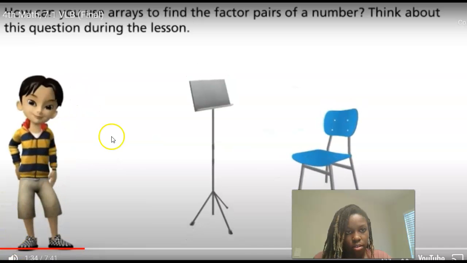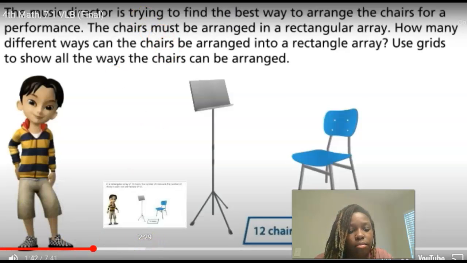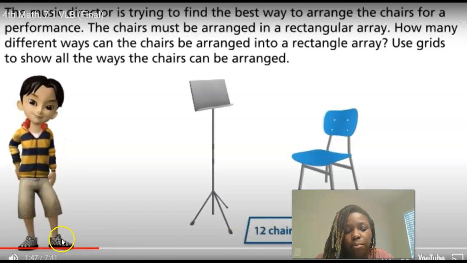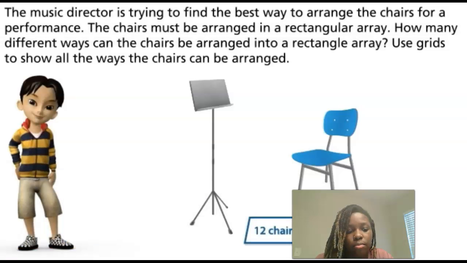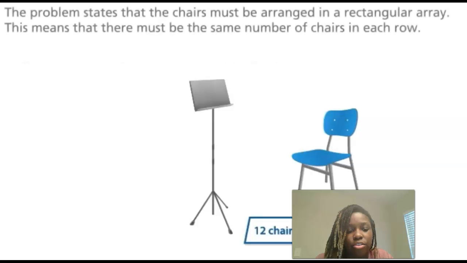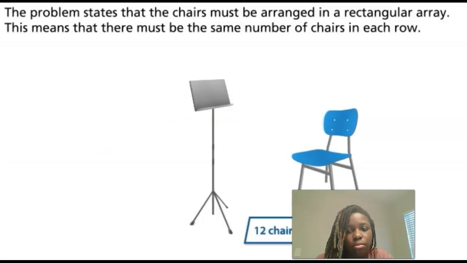Pairs of a number. Think about this question during the lesson. The music director is trying to find the best way to arrange the chairs for a performance. The chairs must be arranged in a rectangular array. How many different ways can the chairs be arranged into a rectangular array? Use grids to show all the ways the chairs can be arranged. So we're using the number 12 to find the factors. The problem states that the chairs must be arranged in a rectangular array. This means that there must be the same number of chairs in each row.